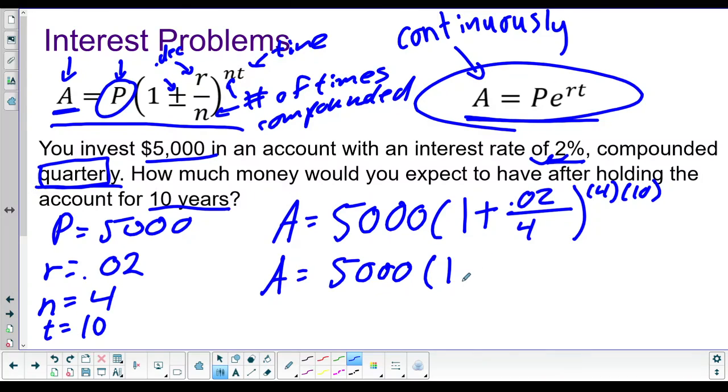That's 0.05, so 1.05. And then 4 times 10 is 40. And then this is a little easier for me to type into a calculator. So we'll do 5,000 times 1.05 to the power of 40. Hit enter. And at the end, A equals, hold on.